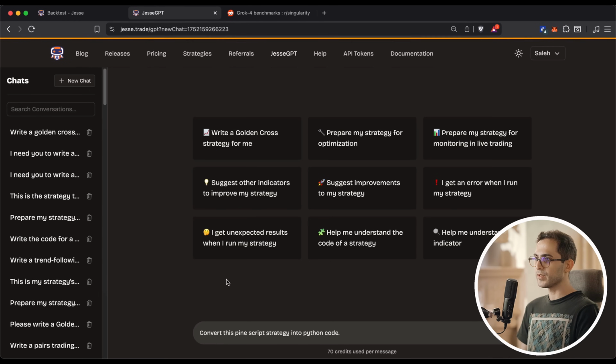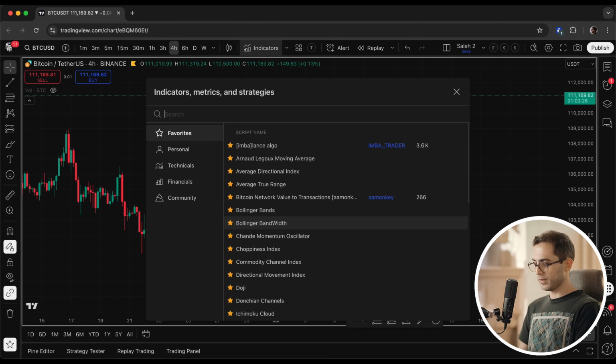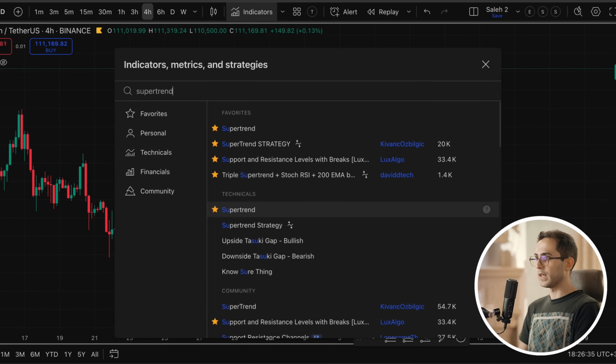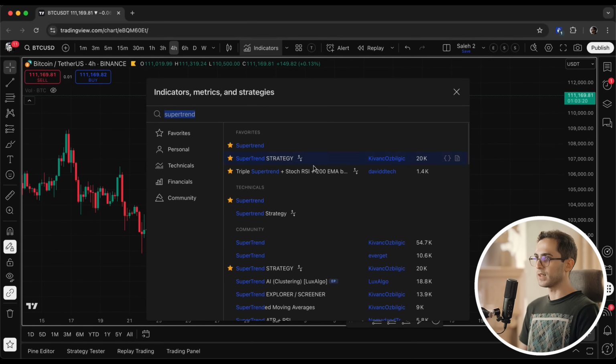Next, convert this Pine script strategy into Python code. Now I need Pine script code to feed the model. So I'm going to look up a strategy called Super Trend on TradingView. And it is this one, the Super Trend strategy.